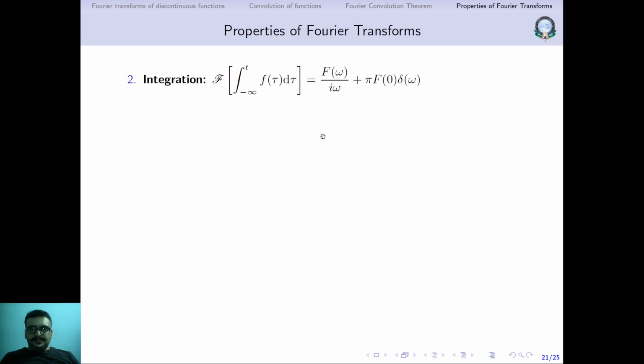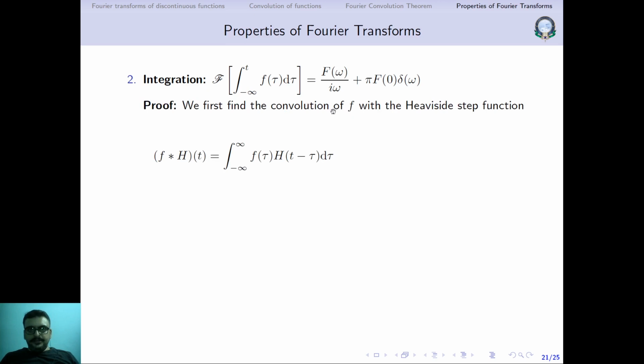To obtain this result, we first find the convolution of this function with the Heaviside step function, so f star h. We reverse and shift the Heaviside step function, and we integrate from minus infinity till plus infinity. Now this is going to give us an integral where we only have to integrate from minus infinity till t.